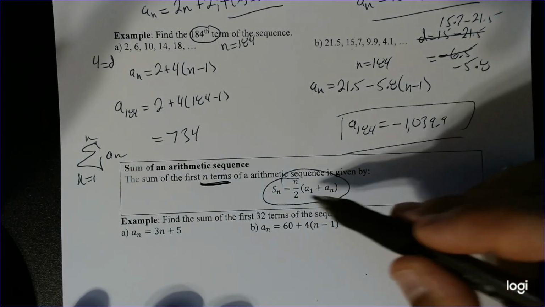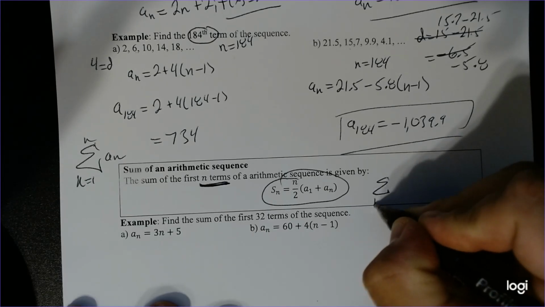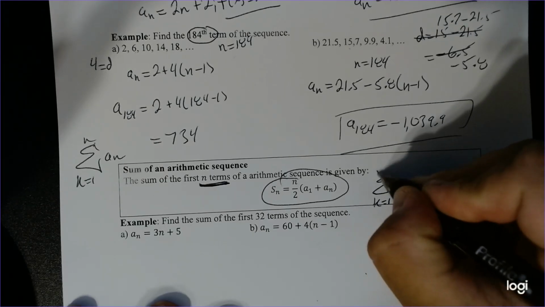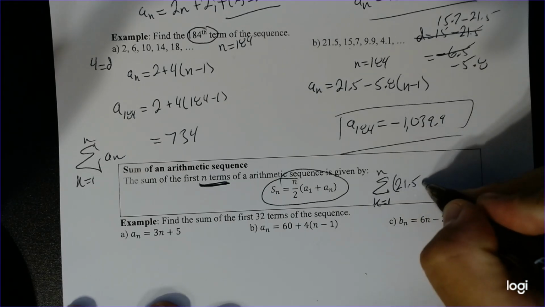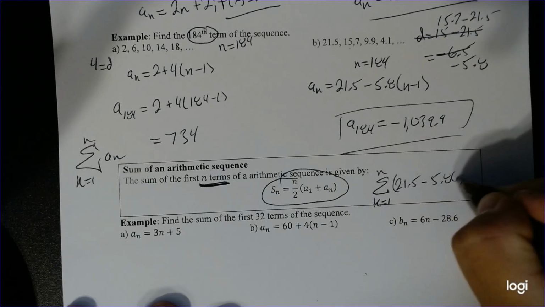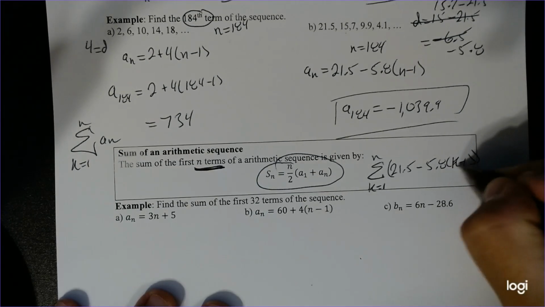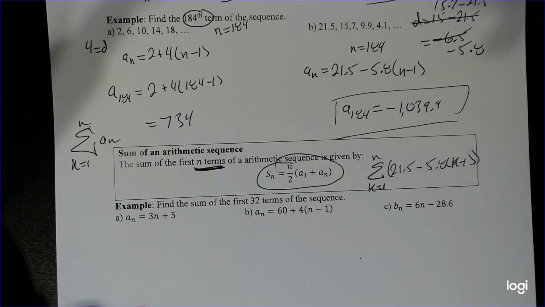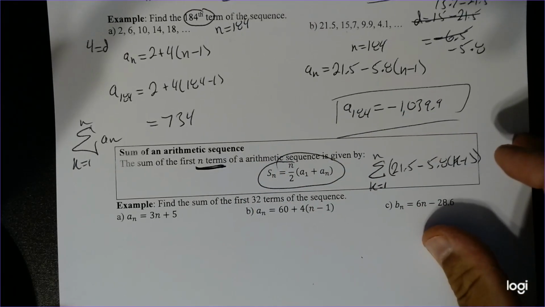So again, this is the sum. Remember the sum from, let's say, k equaling 1 to some arbitrary value of the sequence. So we write 21.5 minus 5.8 and minus 1. That would be our sequence itself, or in this case, k. That's what we're going to be dealing with. But this time, the good thing is we're given the sequence, so now we just plug it in and see what we get.